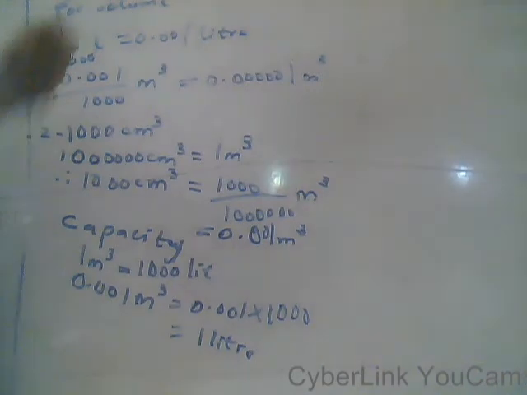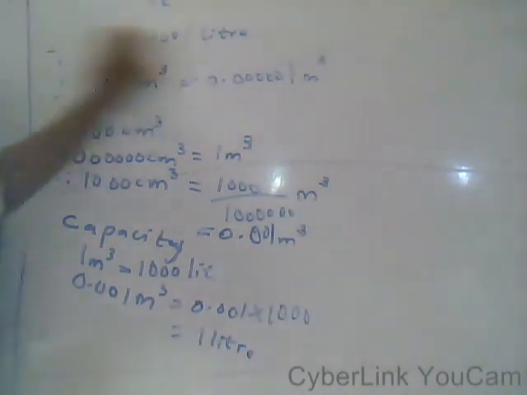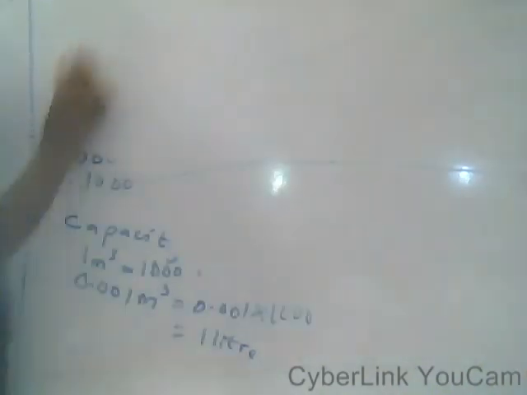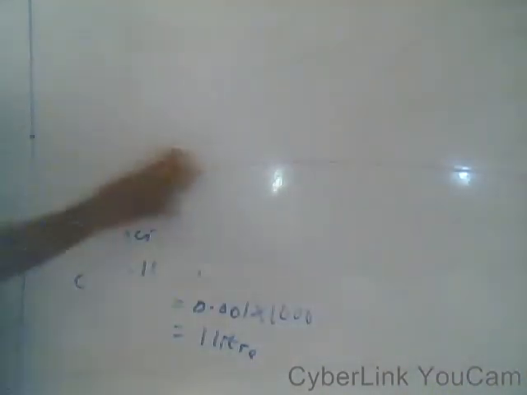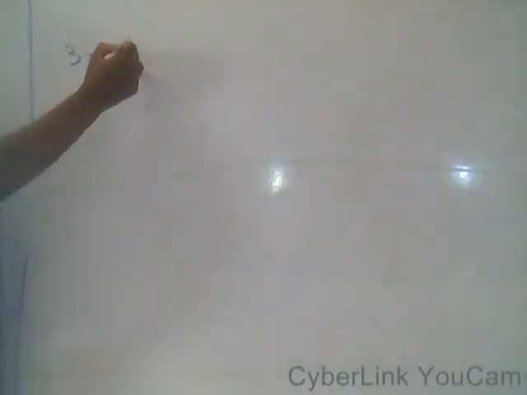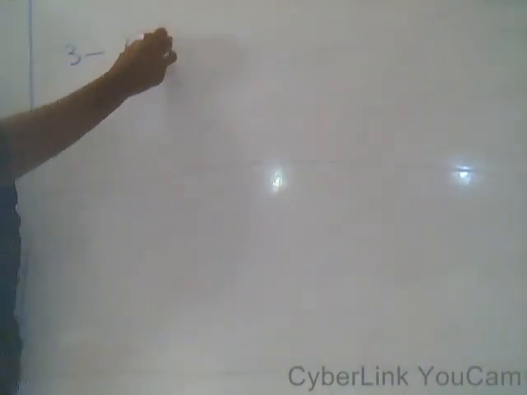Now let's go to the third question. Question 3. That question 3 is very straightforward, but it's a fraction anyway. But don't be scared. We are given 1 over 2 meter cube.